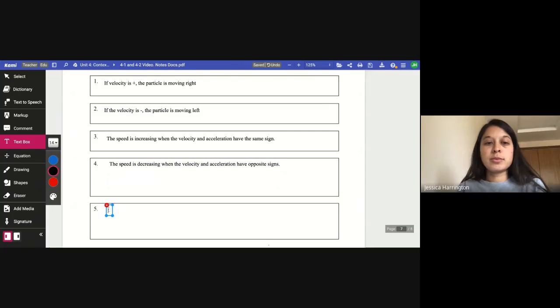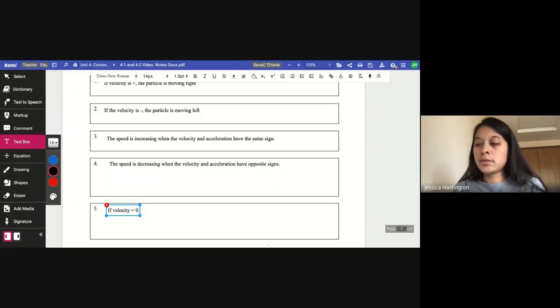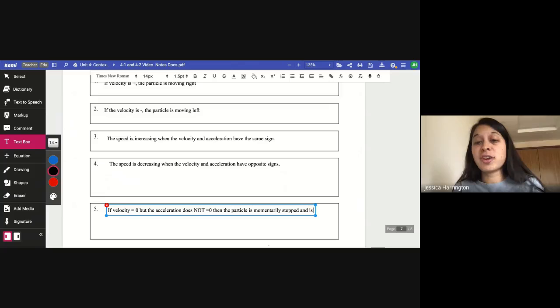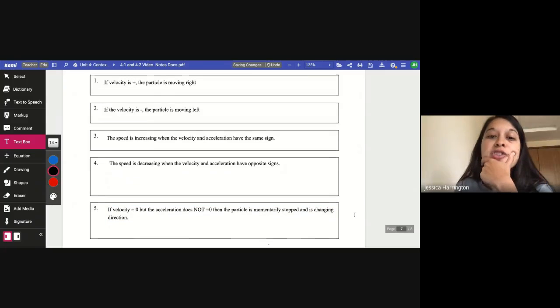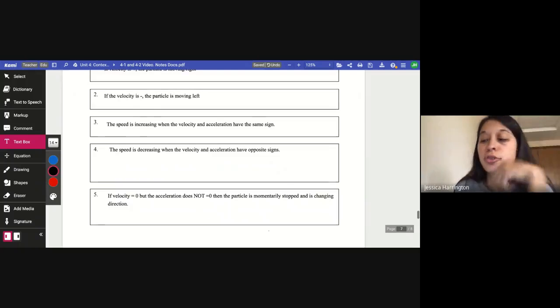And then the last one is about when velocity is equal to 0. The velocity equals 0, but the acceleration does not equal 0. Then the particle is momentarily stopped, which we wrote in our table. But we didn't add that it's changing direction, right? That acceleration is showing a change in direction.